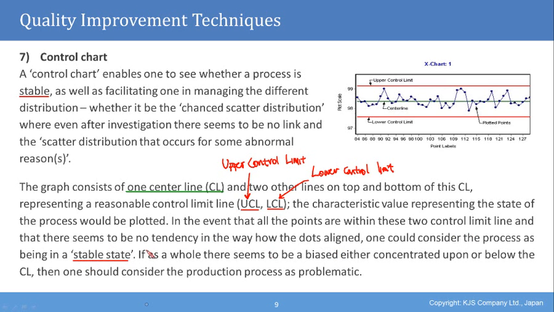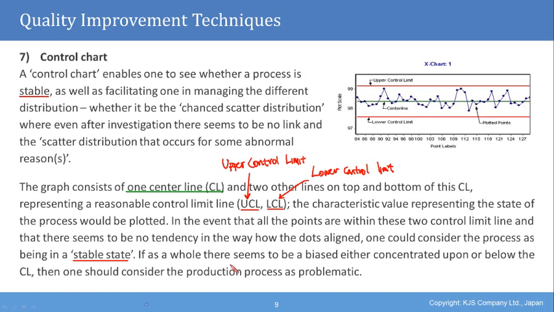So the condition to say that the process is in a stable state is to show that all the points are arranged between the two control limit lines, the UCL, the upper control limit, and the LCL, the lower limit.